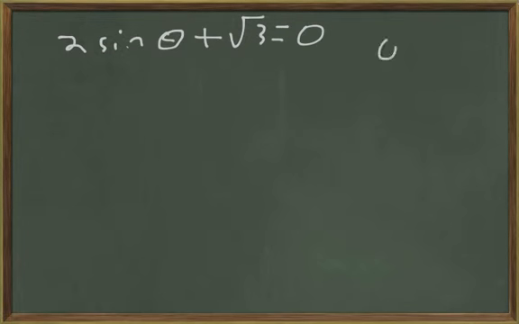Now let's say that we wanted to solve, this is number 3, a linear trig equation. Let's say that we had this equation: 2 sine theta plus square root of 3 equaling 0. And another piece of information, we need to know that theta is greater than or equal to 0, but less than 2 pi. So this is only one time around the unit circle.